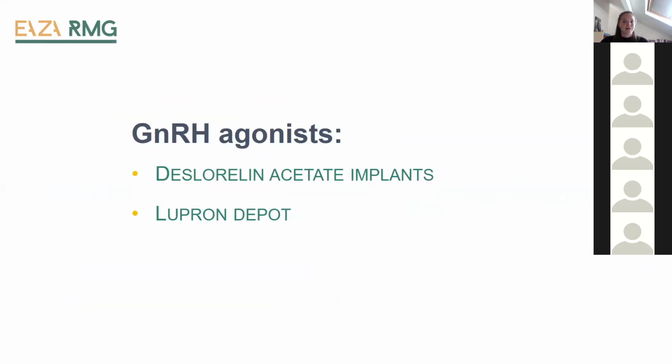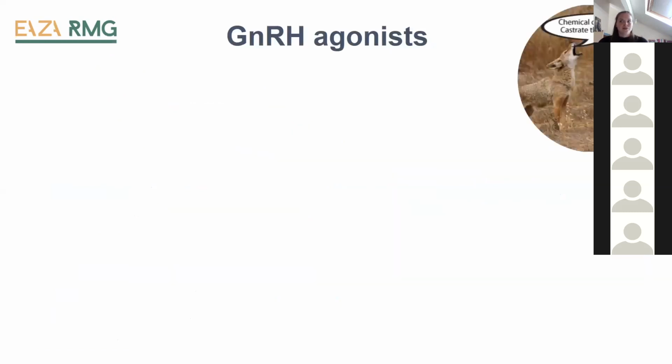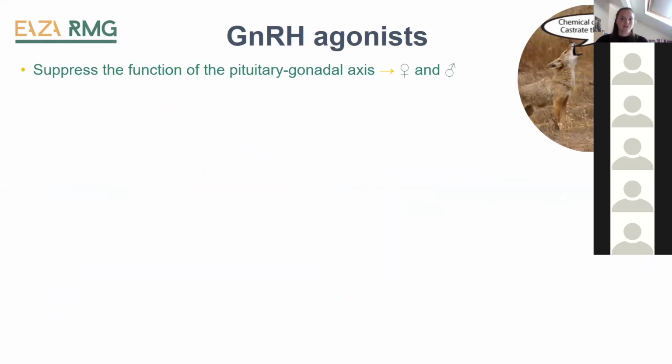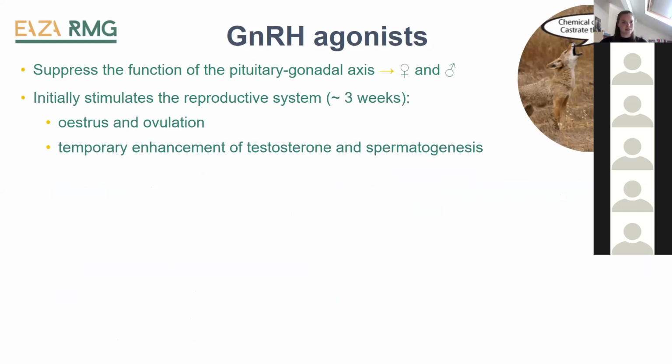Then also we have GnRH agonists. So these are effective in both males and females. And the two main types of GnRH agonists that are used are either deslorelin acetate implants or Lupron depot injections. So GnRH agonists work by suppressing the function of the pituitary gonadal axis, both in males and females. So it can be used in both sexes.